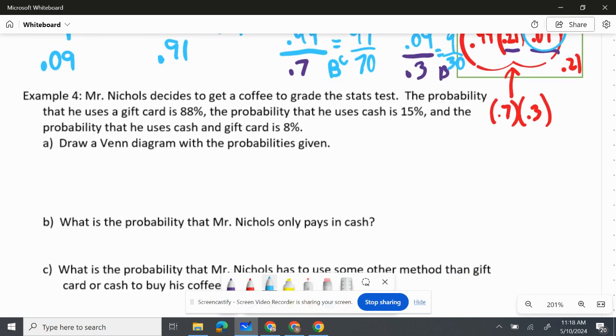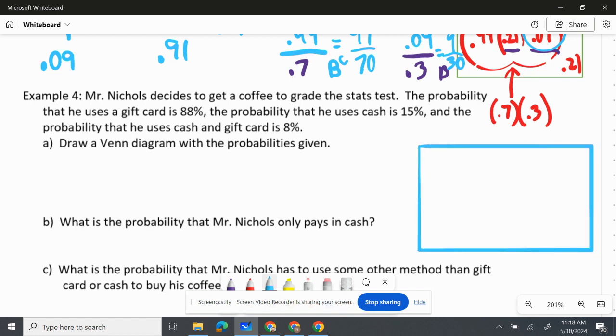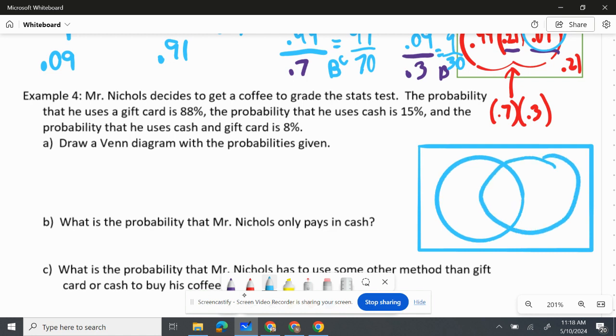Now for example 4, this time we have a word problem. And with the word problem, we have to create our own Venn diagram. And we have two different events. This would be Mr. Nichols gets coffee to grade the stats test. The probability that he uses a gift card would be 0.88. The probability that he uses cash would be 15%. And the probability he uses cash and a gift card would be 8%.